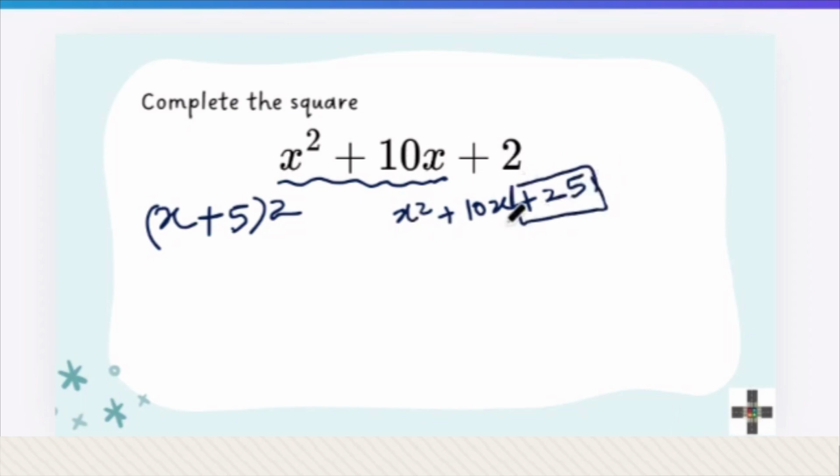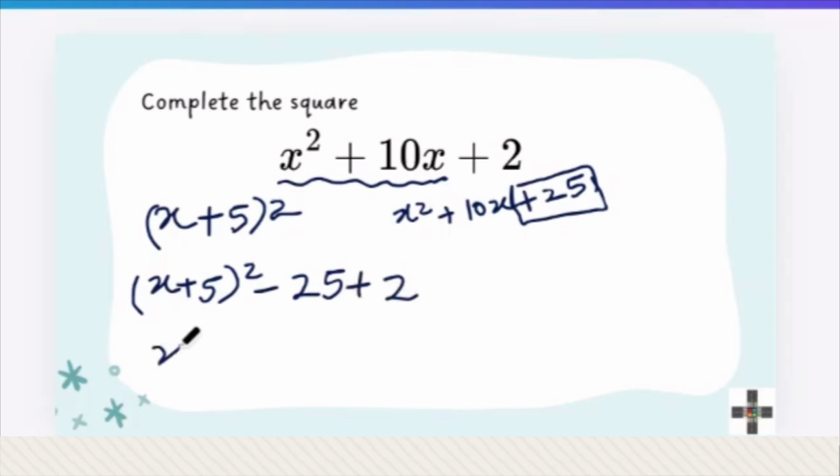Notice how this one matches up to the thing that was in the original expression. So we're going to use x plus 5 squared minus 25. And don't forget the 2 here that we haven't touched. We have to bring that in. And that's going to give us x plus 5 squared minus 23, and that will be our final answer.